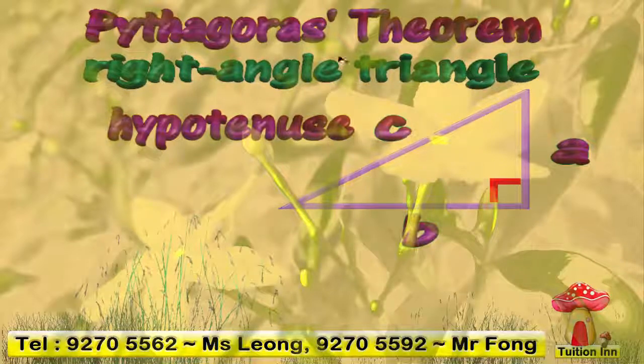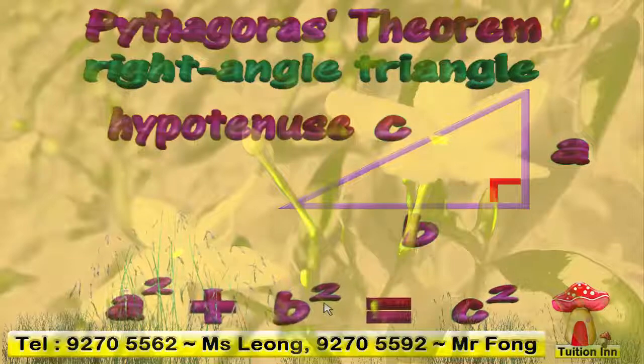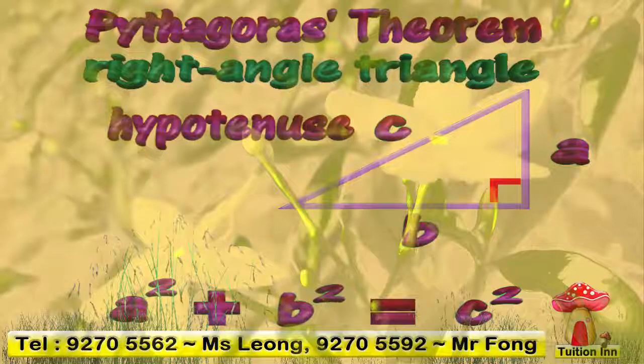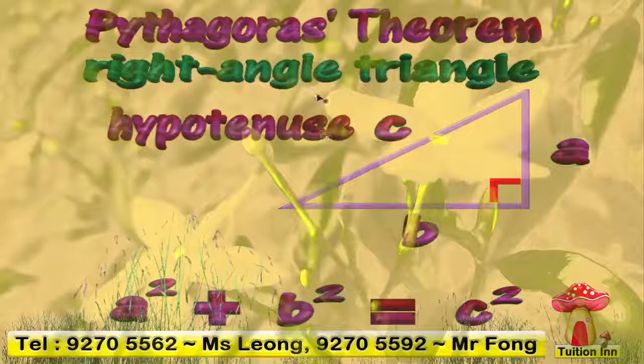And what is our Pythagoras theorem? Here comes the main formula. Okay, and this is the formula that you're supposed to remember by heart. You'll be using it almost anywhere, whether it's in your E-Maths or in your A-Maths. And how does the theorem go?